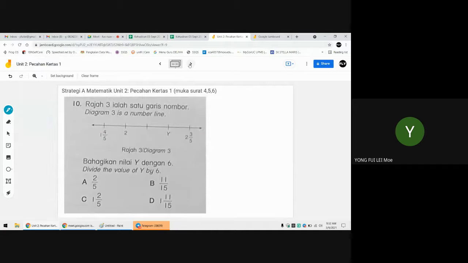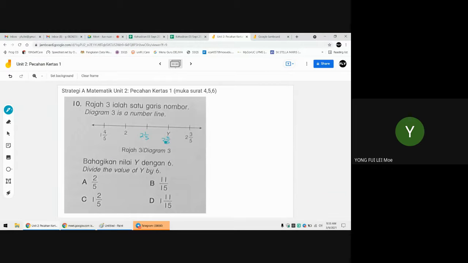Number 10. Look at number 10. This is a number line. When you have a number line, you have to remember to look at the denominator. They are the same. So you see 1, 2, 3. So logically, this would be 2, 1 over 5. And this one would be 2, 2 over 5.